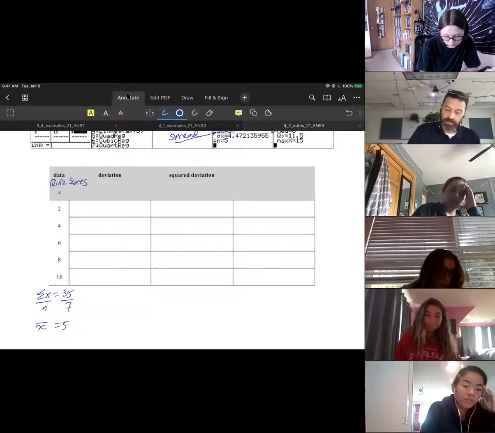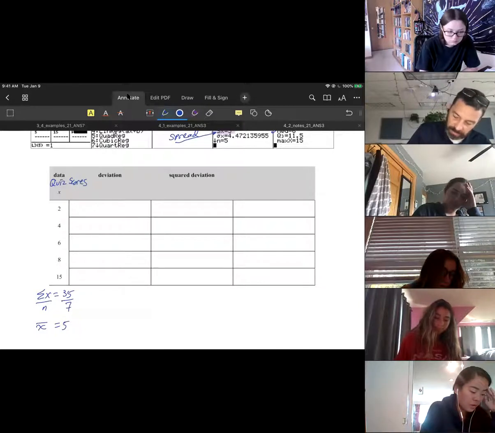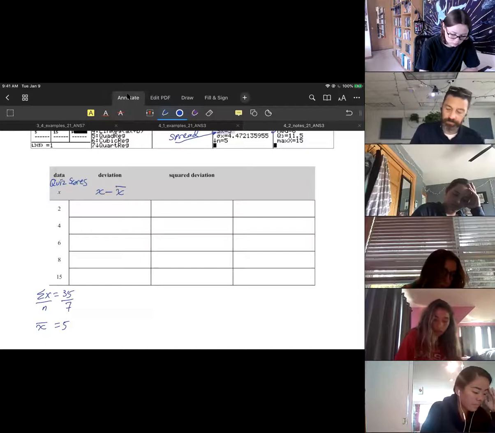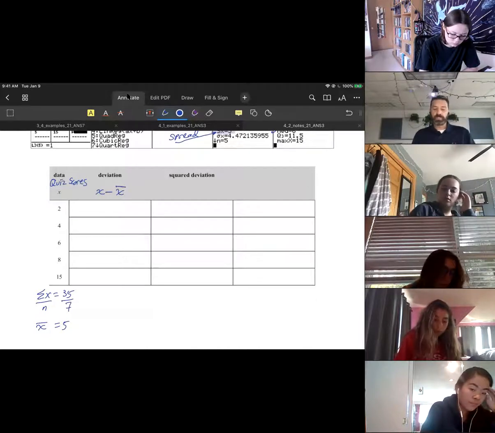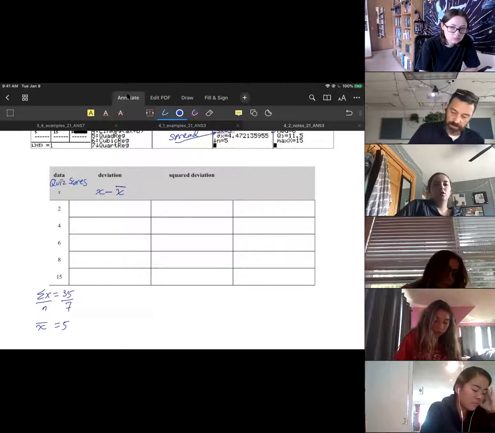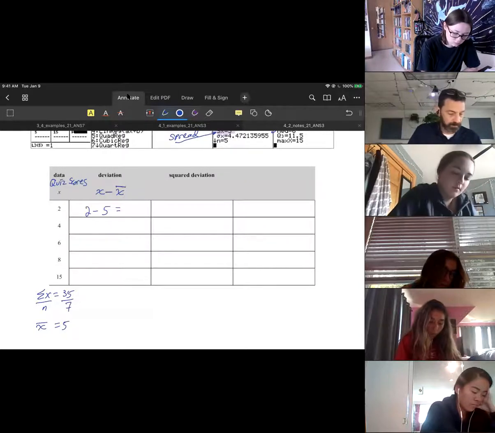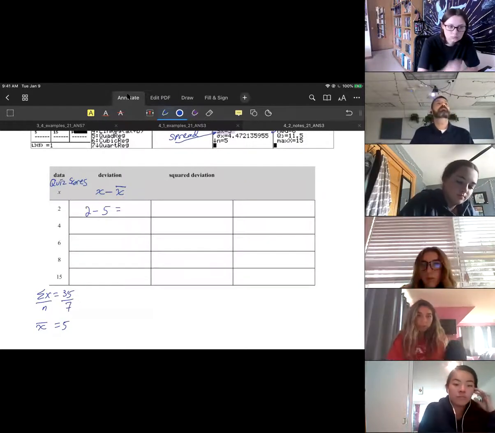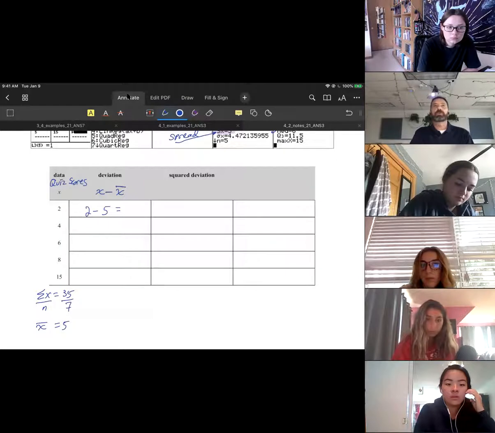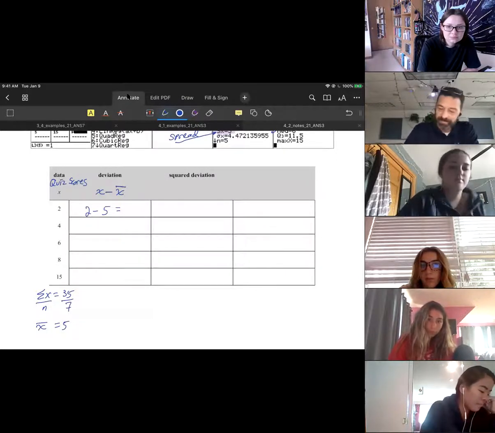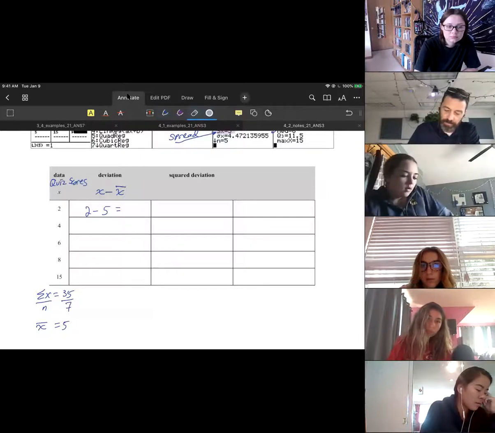What is the deviation? Deviation is defined as the distance each value is from the center. How much does each quiz score deviate from the center? Well, the person that got a 2 minus 5 is, hold on. Anybody notice a typo? No, so you're all dyslexic like me, huh? All right, two numbers got interchanged.